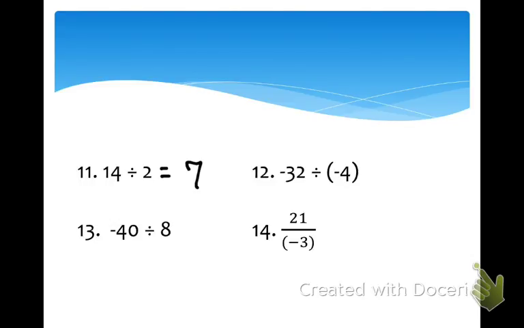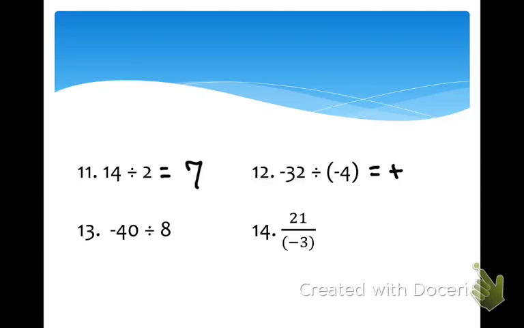Okay, let's talk through number 12. Number 12 says negative 32 divided by negative 4. I look at them and I say, well, it's negative 32 and negative 4. They have the same signs. They're both negative. That means the answer will be positive. Okay? And then I go, okay, now I've dealt with that. My answer's positive. I can write down my positive sign, or I don't have to.